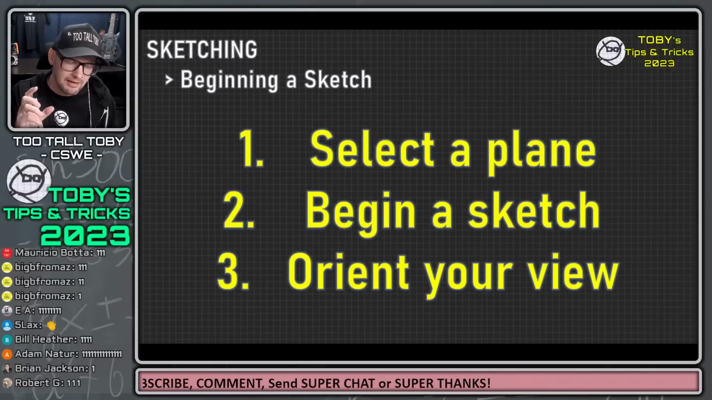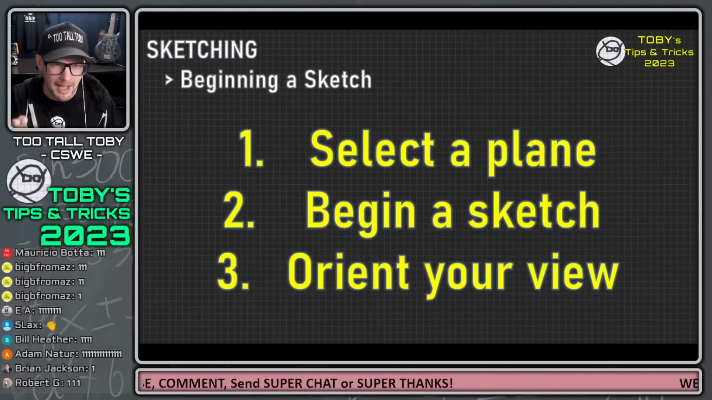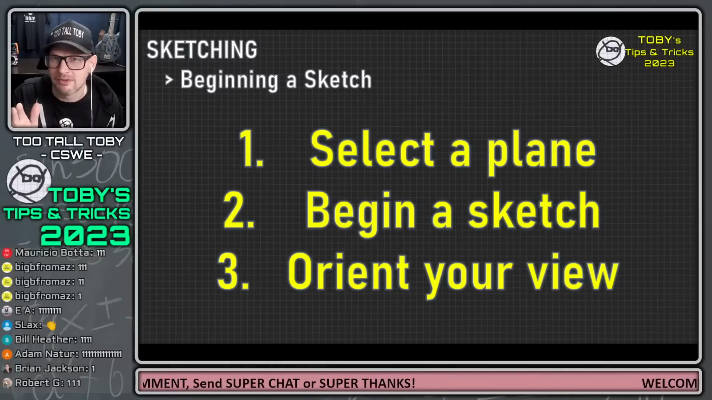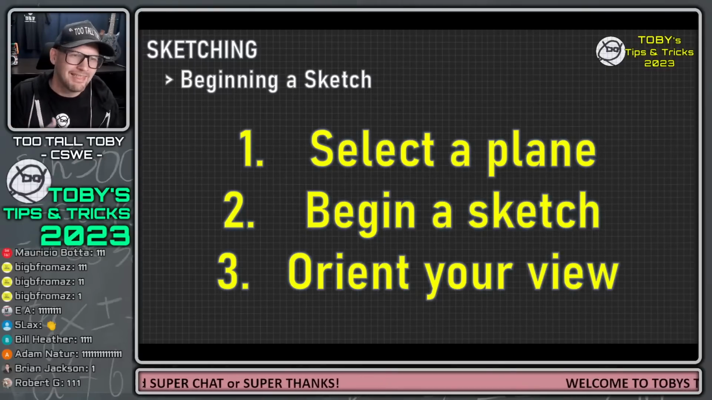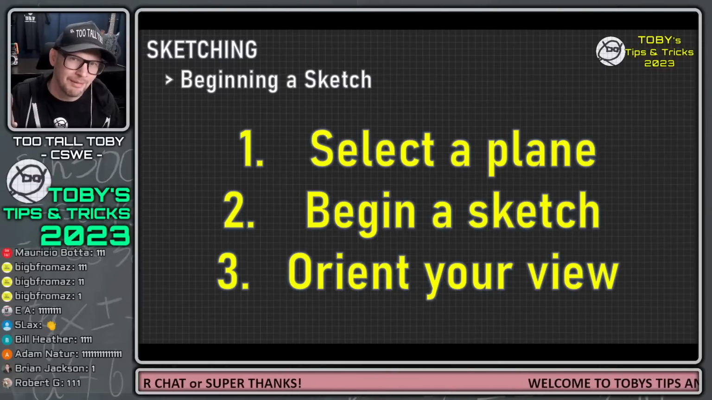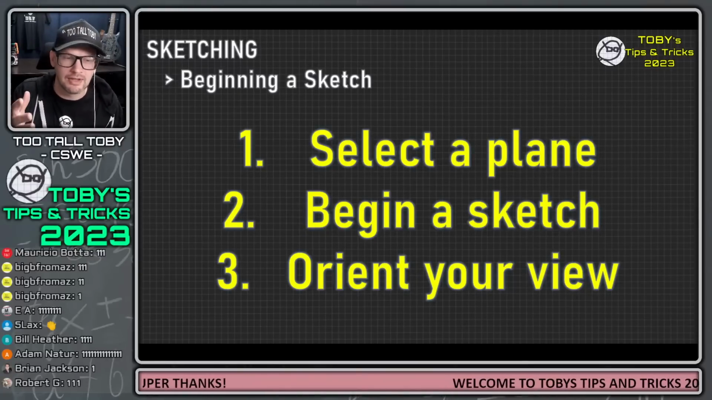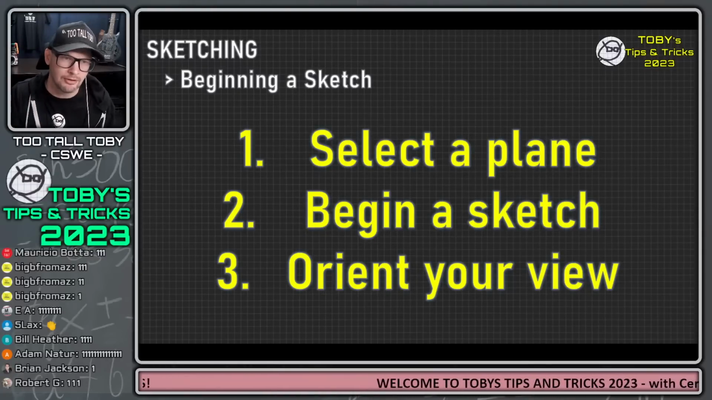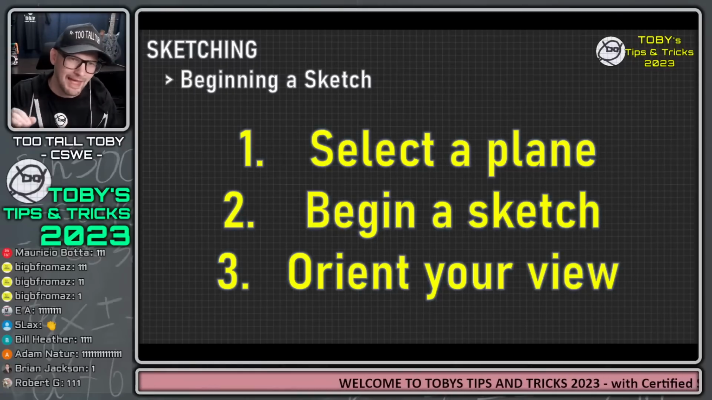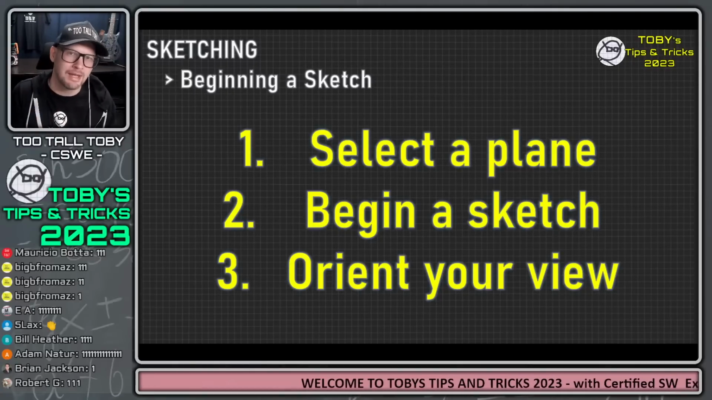This is a very fundamental mantra that you should learn. There are other ways that you could begin a sketch. You could, for example, click the extrude icon first. I think that's even how they teach you in the built-in tutorials, but it's not a good flow. You could select the extrude icon first, and then pick a plane, and then start sketching. But you don't want to do that. You want to select a plane, begin a sketch, orient your view.